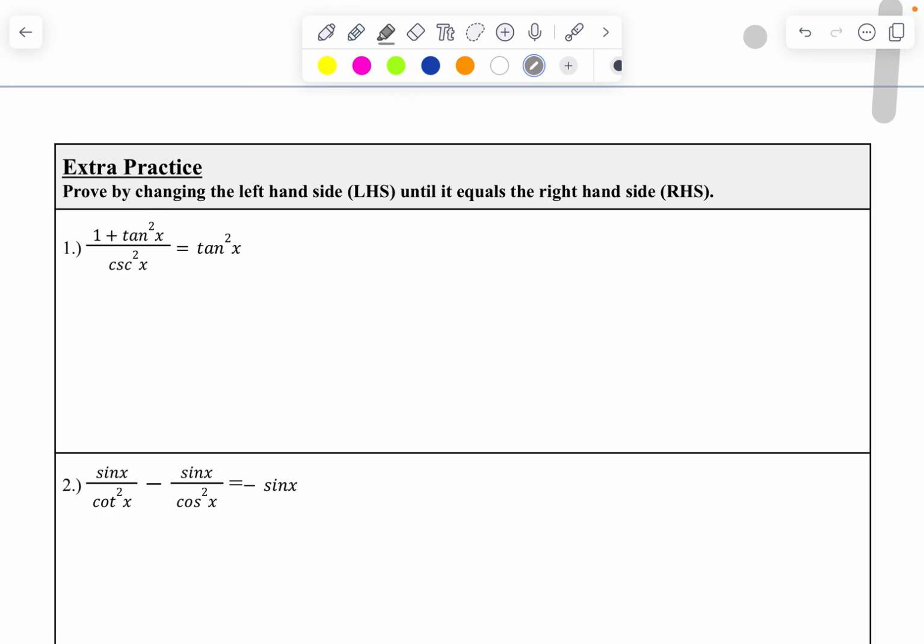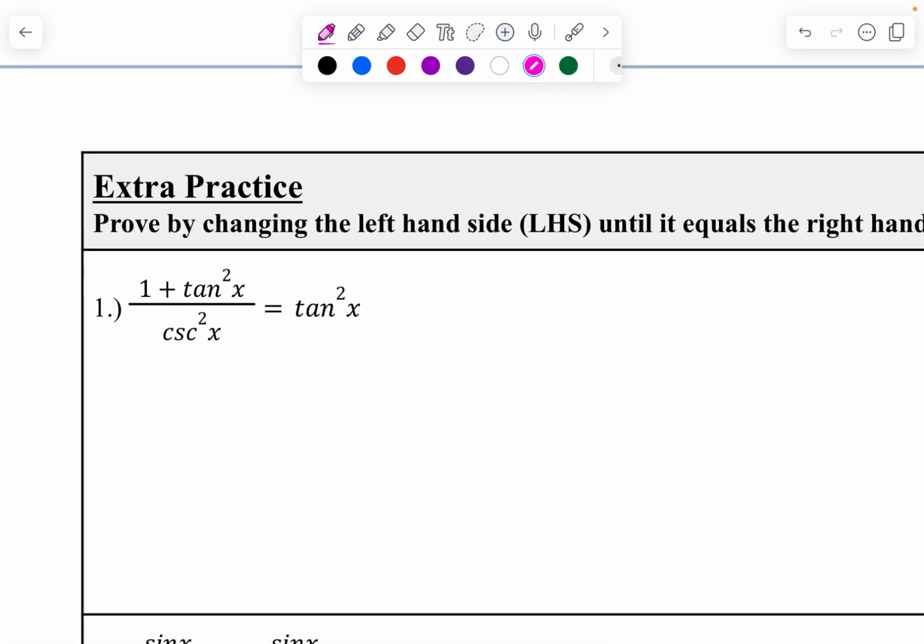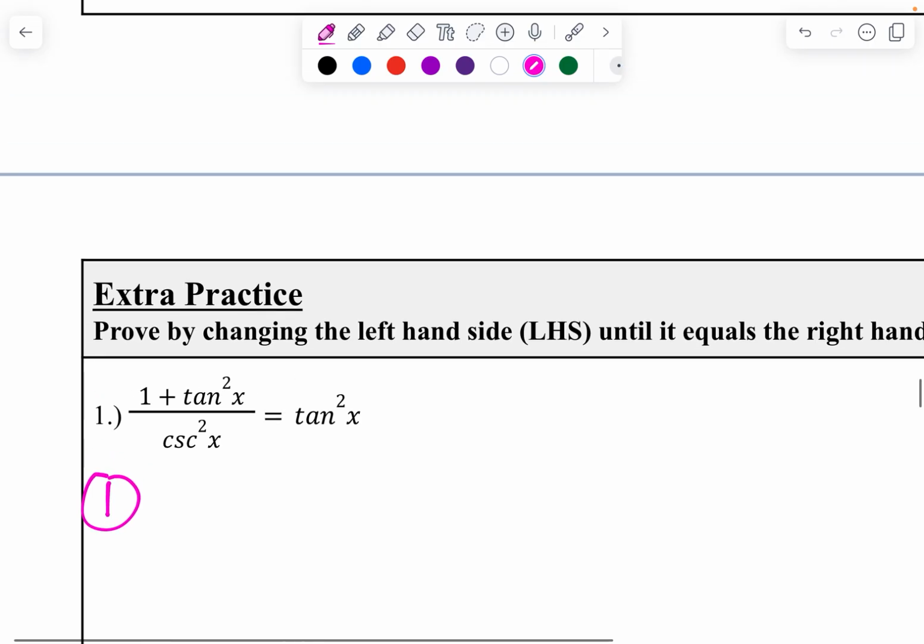We're going to run through these extra practice examples. So remember, we're going to simplify the left-hand side to make it equal the right-hand side. So the first thing I see is 1 plus tangent squared of x, which makes me think, is that a Pythagorean identity? So we know that sine squared plus cosine squared equals 1.